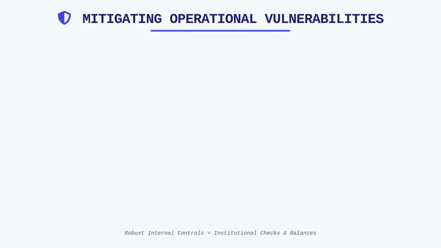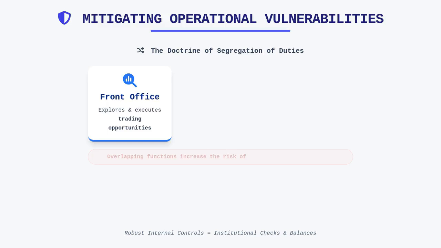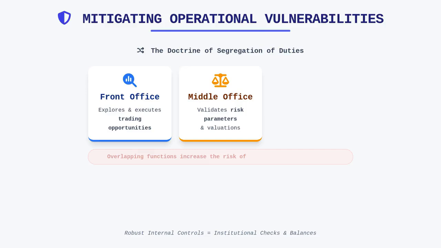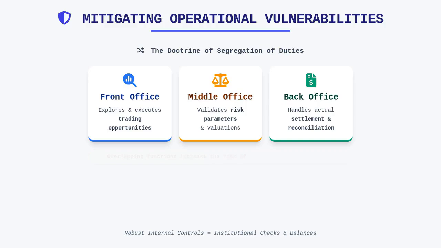To mitigate these operational vulnerabilities, institutions must implement robust internal control systems defined by institutional checks and balances. The doctrine of segregation of duties serves as the primary defense, ensuring that no single individual possesses the authority to initiate, authorize, and settle a transaction. In a well-structured organization, the front office explores trading opportunities. The middle office validates the risk parameters and valuations, and the back office handles actual settlement and reconciliation.